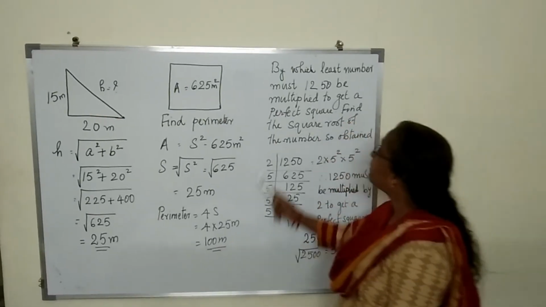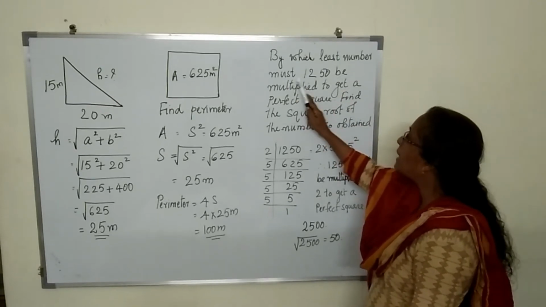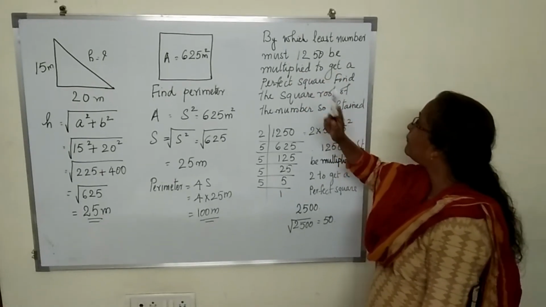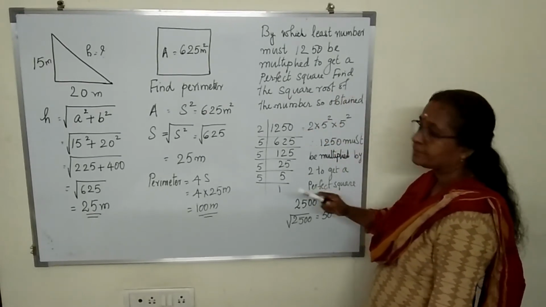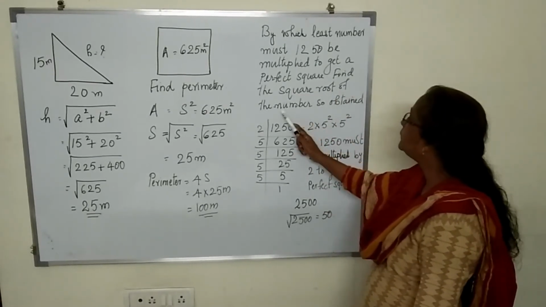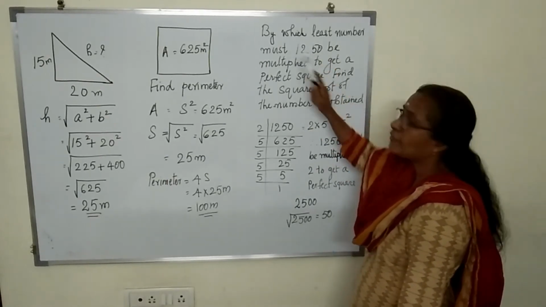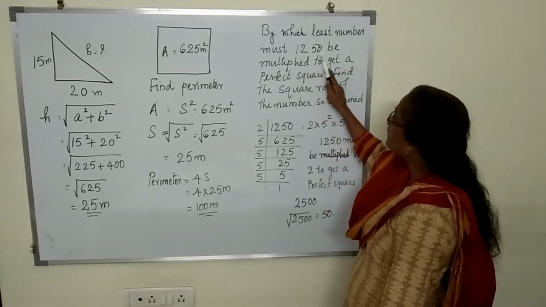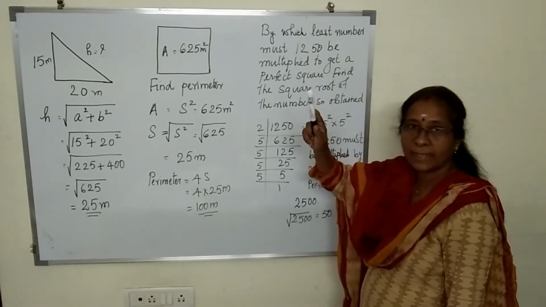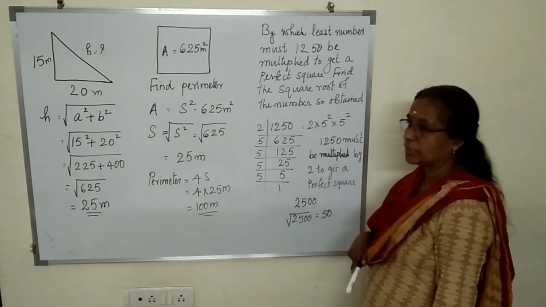Now another type of questions will be this. By which least number must 1250 be multiplied to get a perfect square? Find the square root of the number so obtained. Means whatever number is given will not be a perfect square. So this number should be either multiplied by or divided by a number to get a perfect square.